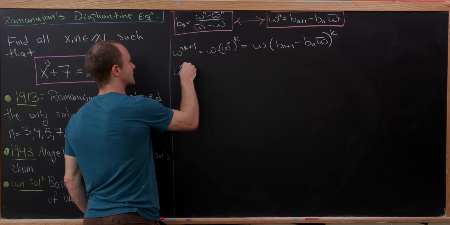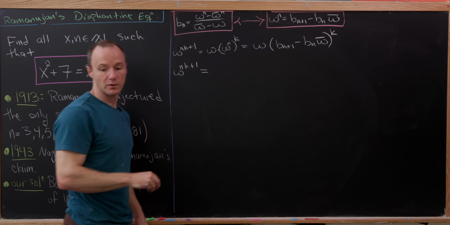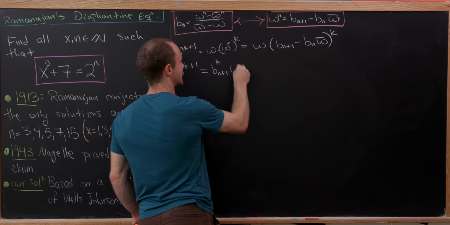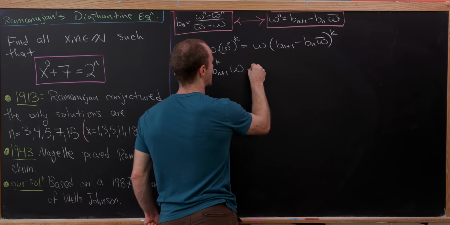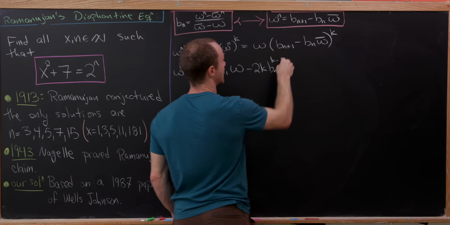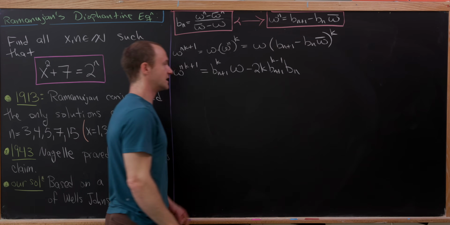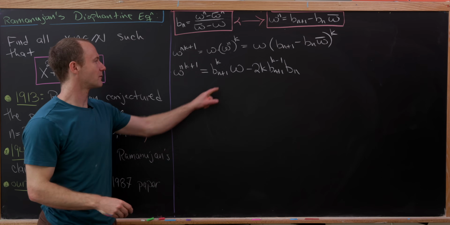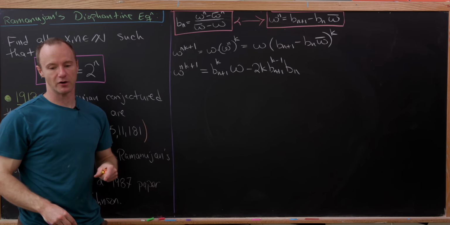So that'll give me something like this. I have omega to the nk plus 1 will be equal to b sub n plus 1 raised to the k times omega. And then my next thing will be minus 2k bn plus 1 to the k minus 1 times b sub n. So that's my second term for my expansion, or my zeroth and my first term, after multiplying through by omega here.